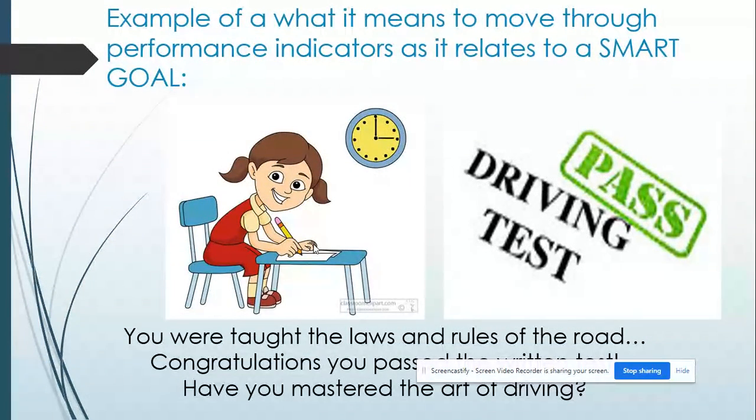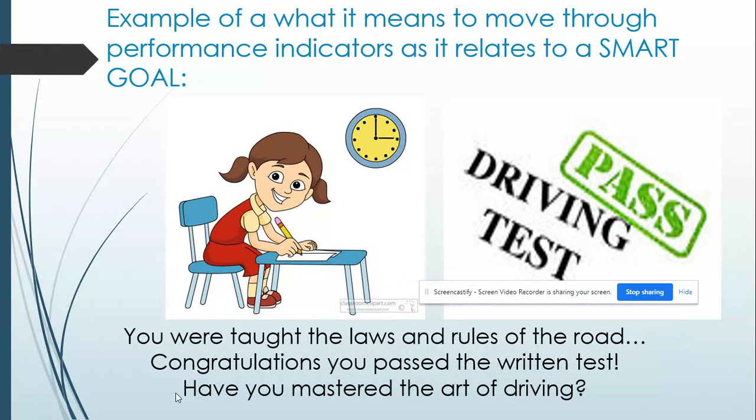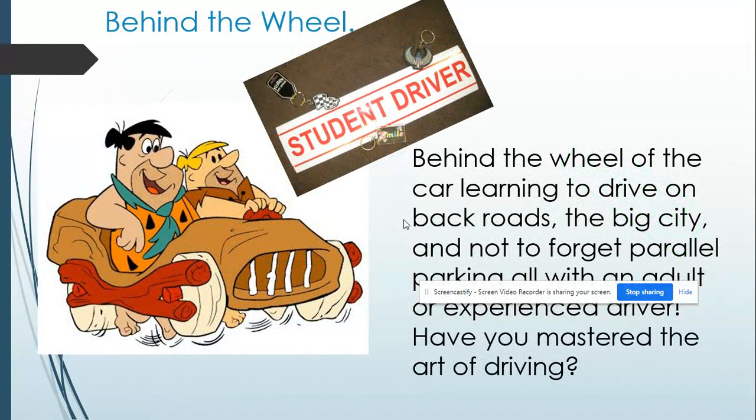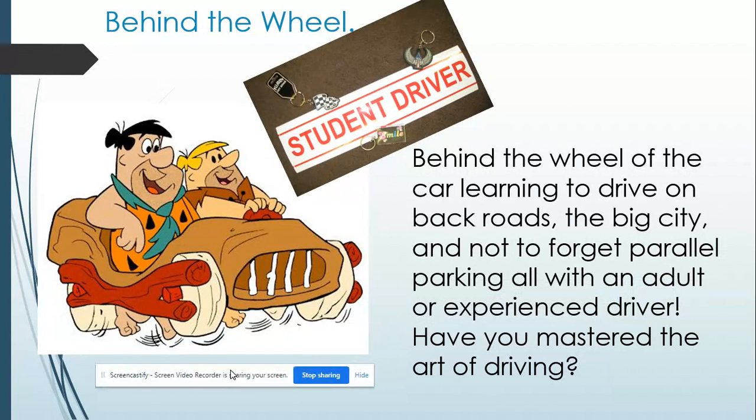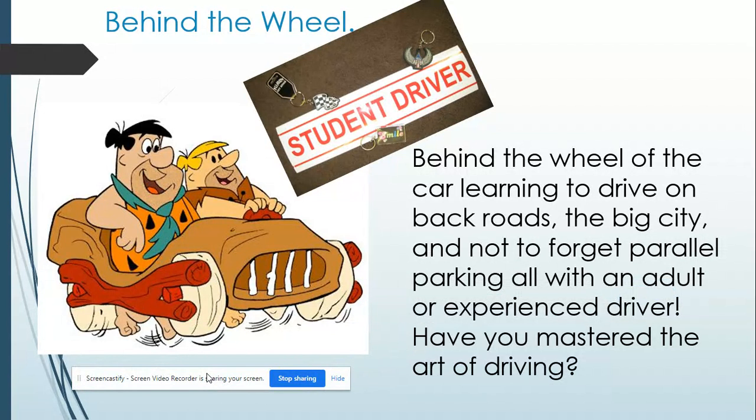All right, so here's an example of what it means to move through a performance indicator as it relates to a SMART goal. So you were taught the laws and rules of the road. Congratulations, you passed the written test. Have you mastered the art of driving? What do you think? Just depends, right? Probably not. Behind the wheel of the car, learning to drive on back roads, the big city, and not to forget the parallel parking, all with an adult or experienced driver. But still, can you say, have you mastered the art of driving? Well, we hope we're getting better, right?